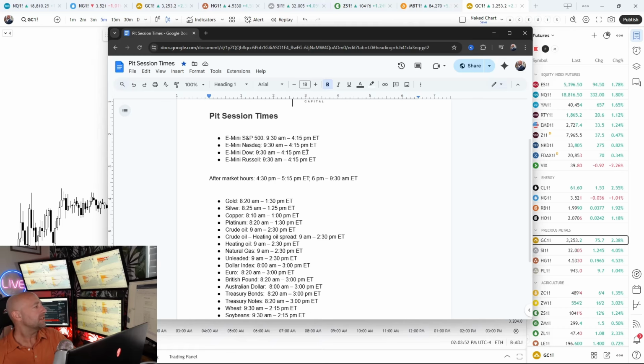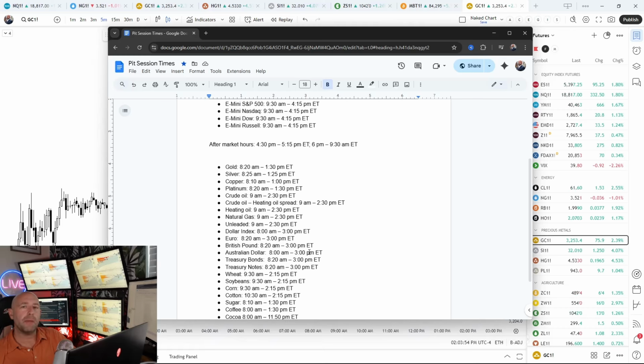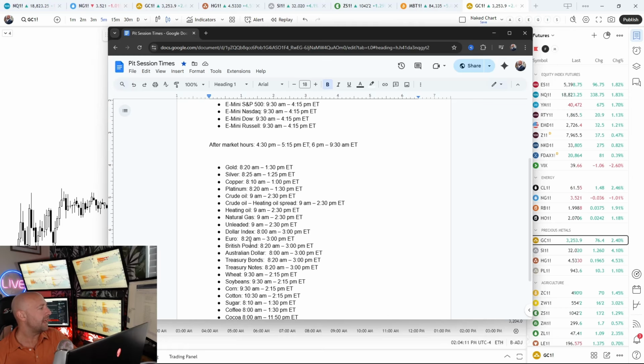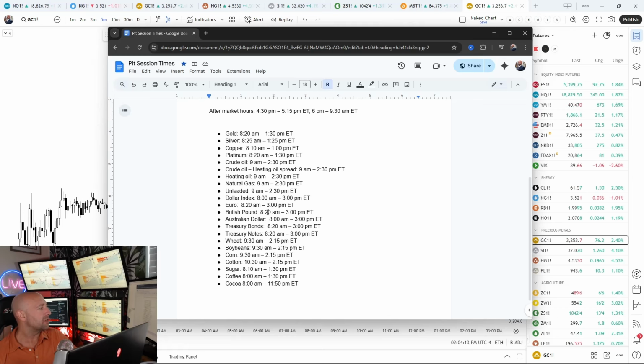Okay, so here's all the different initial balance times. You can see that silver and copper and gold all have different start times. This is based on the pit in the United States. This is when it actually opens. We have platinum at 8:20, crude oil 9 a.m., the dollar's at 8 a.m., the euro's at 8:20, the British pound 8:20, Australian dollar 8 a.m., treasury bonds 8:20, wheat, soybeans, corn 9:30, cotton 10:30.